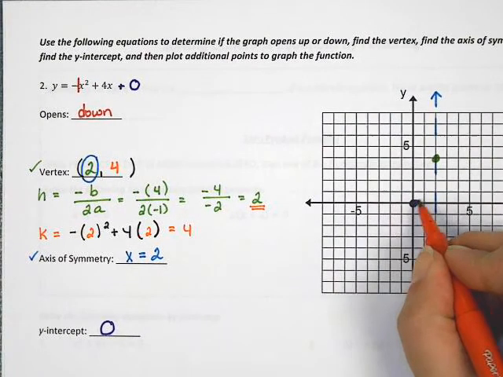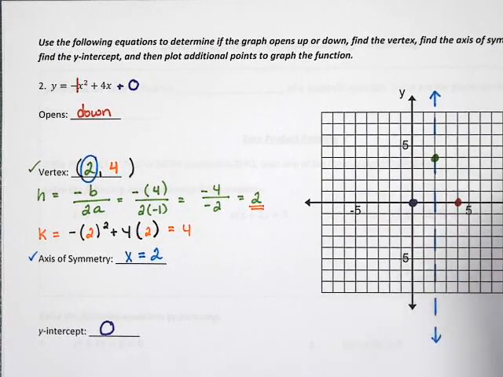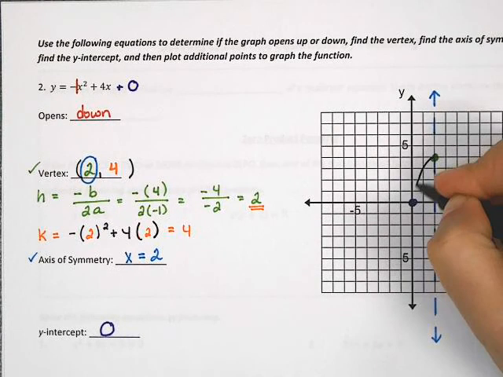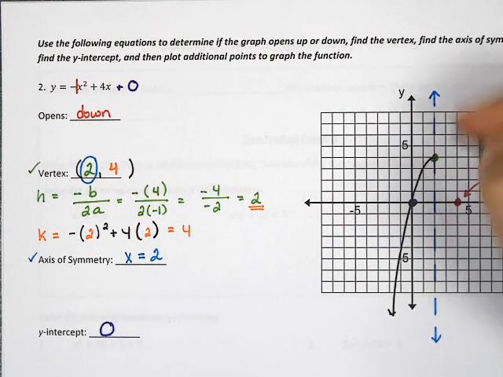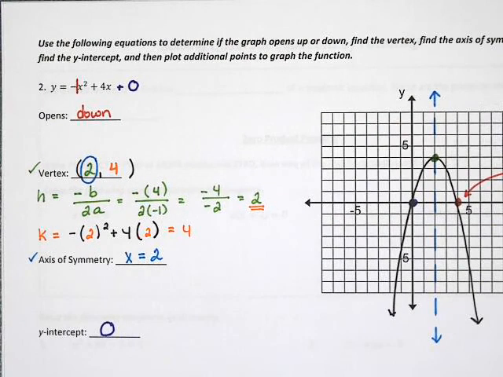So if there's a point that is located 2 spaces to the left of this line, then there's a point that's located 2 spaces to the right of that axis of symmetry line. So finally, I'm just going to graph my parabola, which is going to look like this. And there we go. Now it does face down, which is good because I knew that it was supposed to. And at that point, I'm finished.